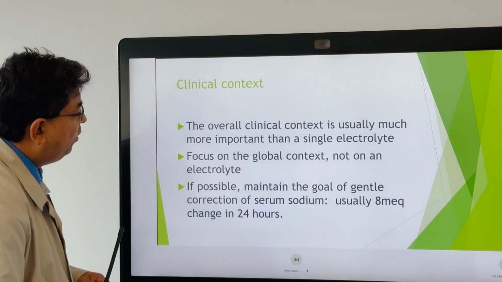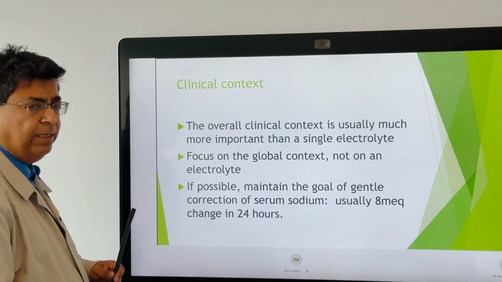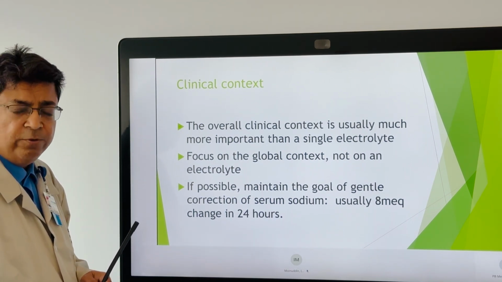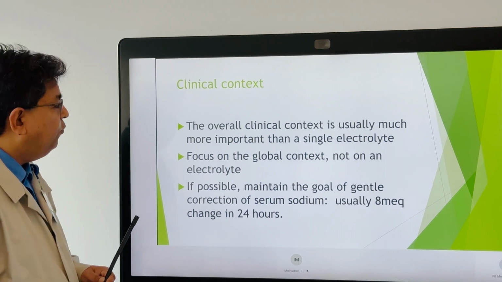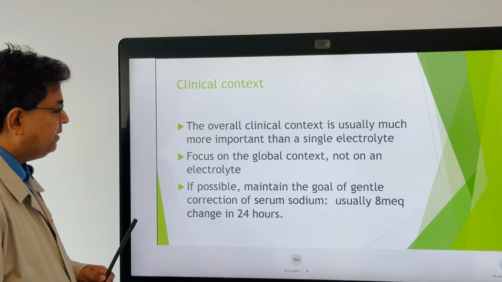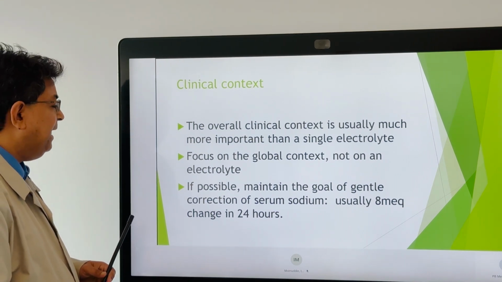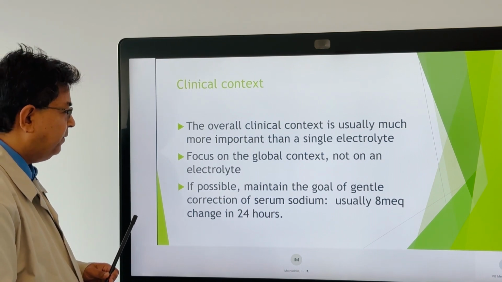Remember that the overall clinical context is usually much more important than a single electrolyte. Do not focus on an electrolyte. You must focus on the global clinical context. If possible, maintain the goal of gentle correction of serum sodium, usually 8 milliequivalent change in 24 hours.